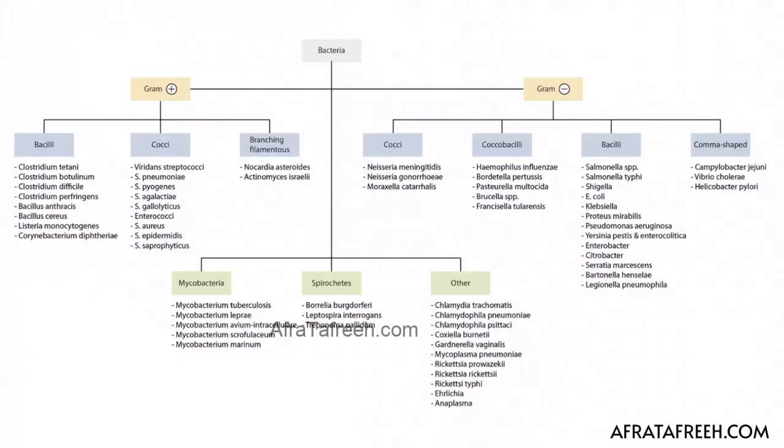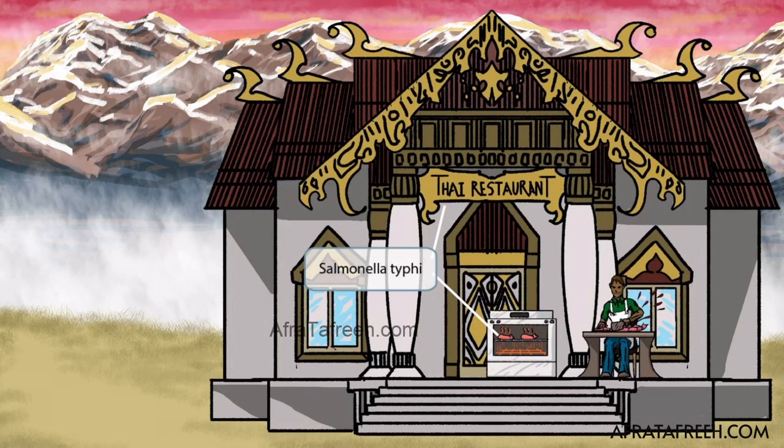This is our bacteria overview figure, and in this video we'll be discussing Salmonella Typhi, which you can see right here. This scene will take place near a Thai restaurant in the mountains of Thailand. As you can see, this Thai restaurant primarily serves salmon to passing travelers. So, Thai salmon restaurant for Salmonella Typhi.